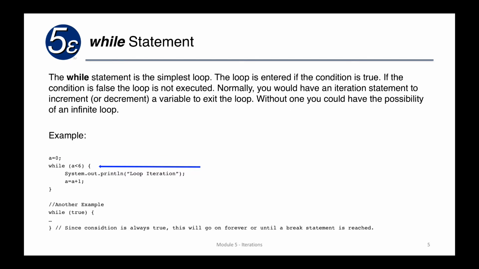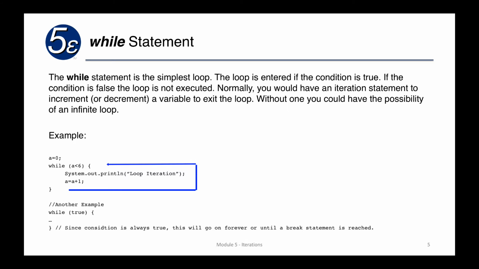While a is less than 6, here's my condition. This will evaluate to true. It will actually do this statement and then this statement, and you'll notice that this is my incrementer. It will increment a by 1 so that when it comes back to the loop, it'll test to see is a less than 6, and this will guarantee that it ends out of the loop.